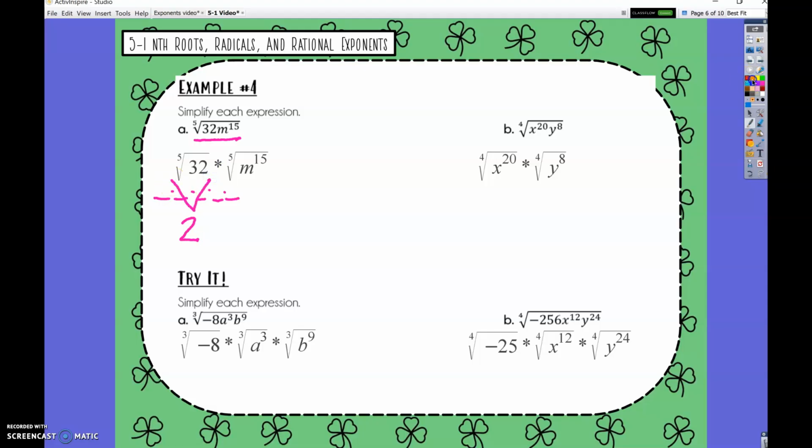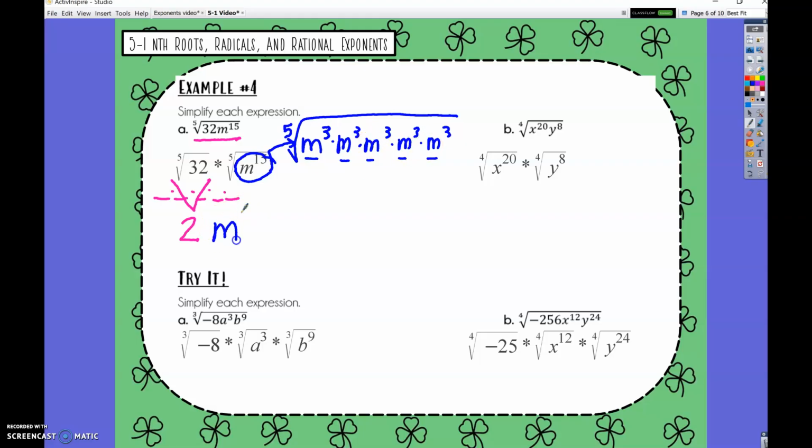Now the 5th root of m to the 15th. We have to remember our exponent rules, that when you are multiplying like bases, you add the exponents. So 3 plus 3 is 6, plus 3 is 9, plus 3 is 12, plus 3 is 15. That means this m to the 15th could be written as m to the 3rd, 5 times. Well, if I want the 5th root of something that's written 5 times, it's just going to be m to the 3rd. This right here will be my final answer.